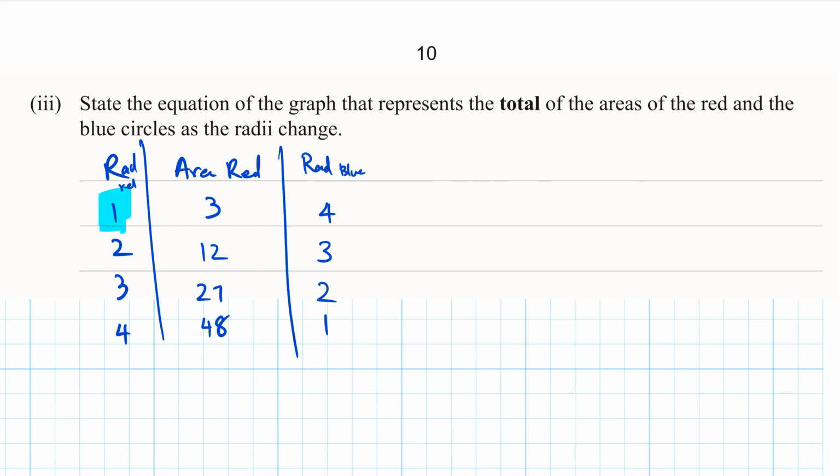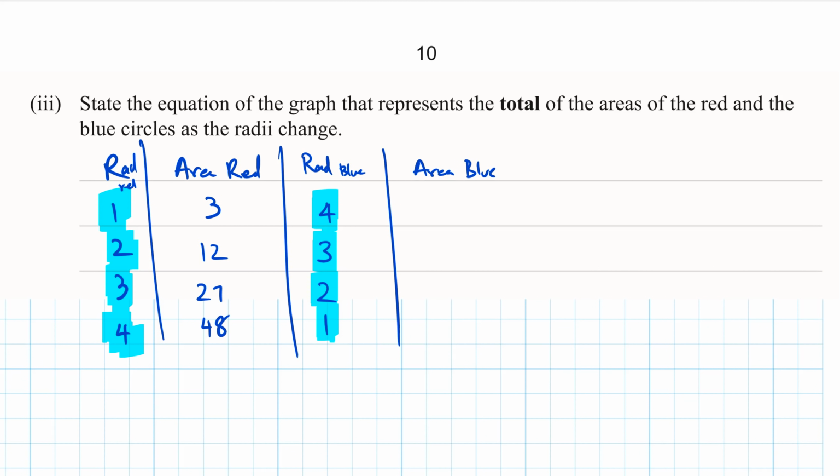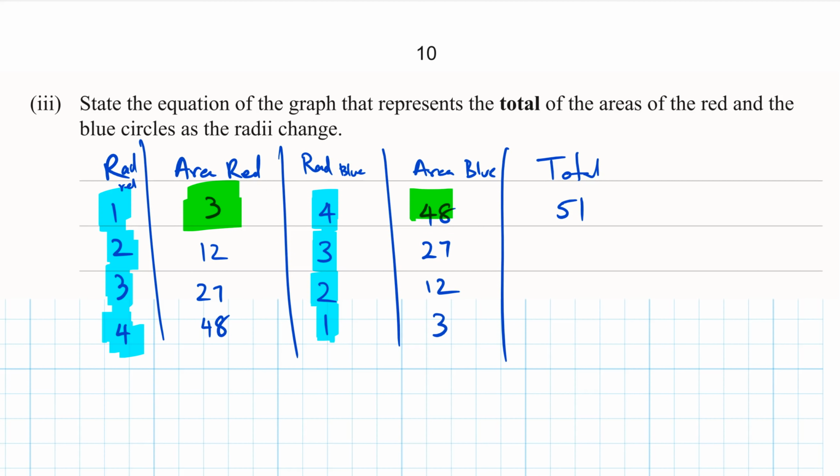So I'm noticing that you guys can actually see that when you add their 2 radiuses together, you will always have 5. And also, we've actually worked out what the area of the blue is as well, because it follows the same principle as the red one. So when the radius is 4, the area is 48. So we're just going to reverse the numbers like this. And what we're looking for is the total. So the total area is going to be 48 plus 3, which is 51. So I'm doing this now for totals. Then you've got 27 and 12, which is 39, 39, and 51.